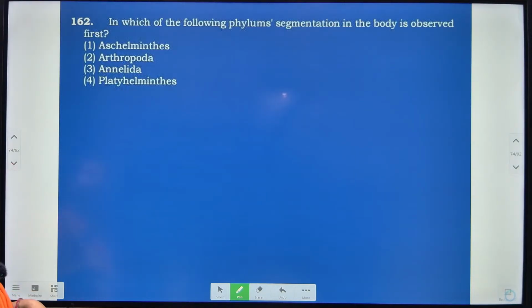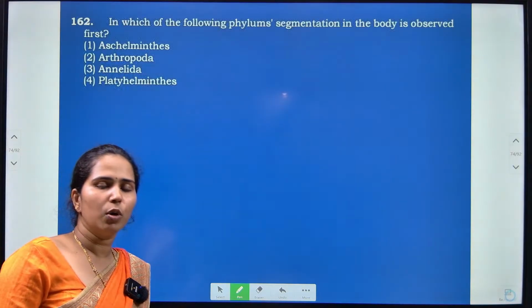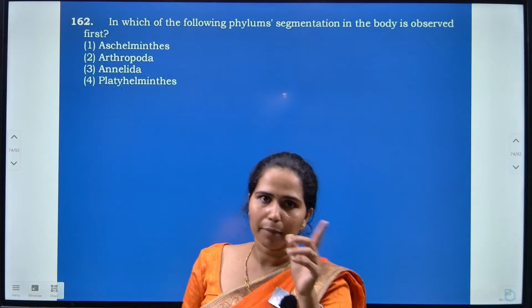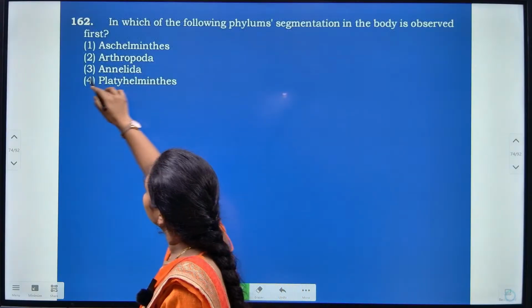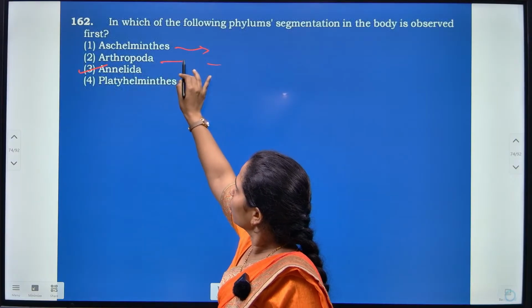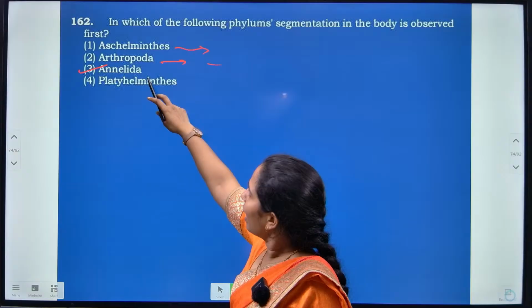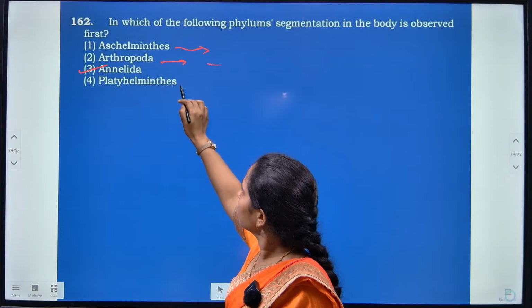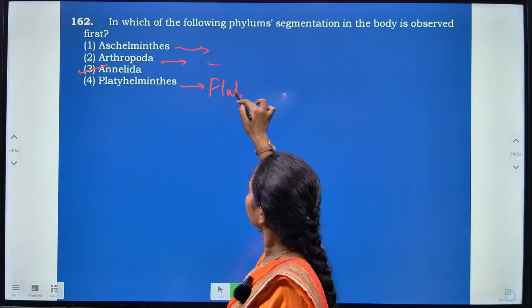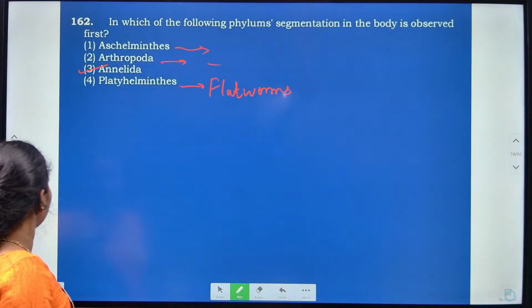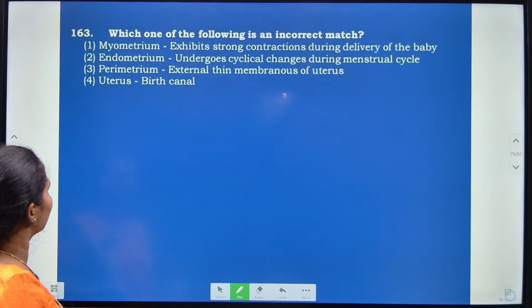Next. In which phylum is segmentation of the body observed? A segmented body is present only in the phylum Annelida. The best example for Annelida is the earthworm. Aschelminthes are called roundworms. Arthropoda have jointed legs. Annelida's body is metamerically segmented, internally and externally. Platyhelminthes are called flatworms. So the phylum which has the segmented body, it is the direct question, is Annelida.